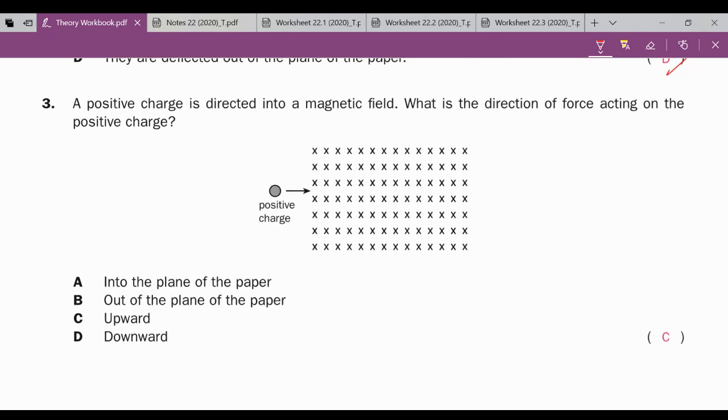Question 3. Now a charge is directed into a magnetic field. What's the direction of positive charge? So this is your magnetic field. Your magnetic field goes away from the paper, FBI, so B goes inwards. Your positive charge, so this is your current I, FBI, that means it should go upwards.